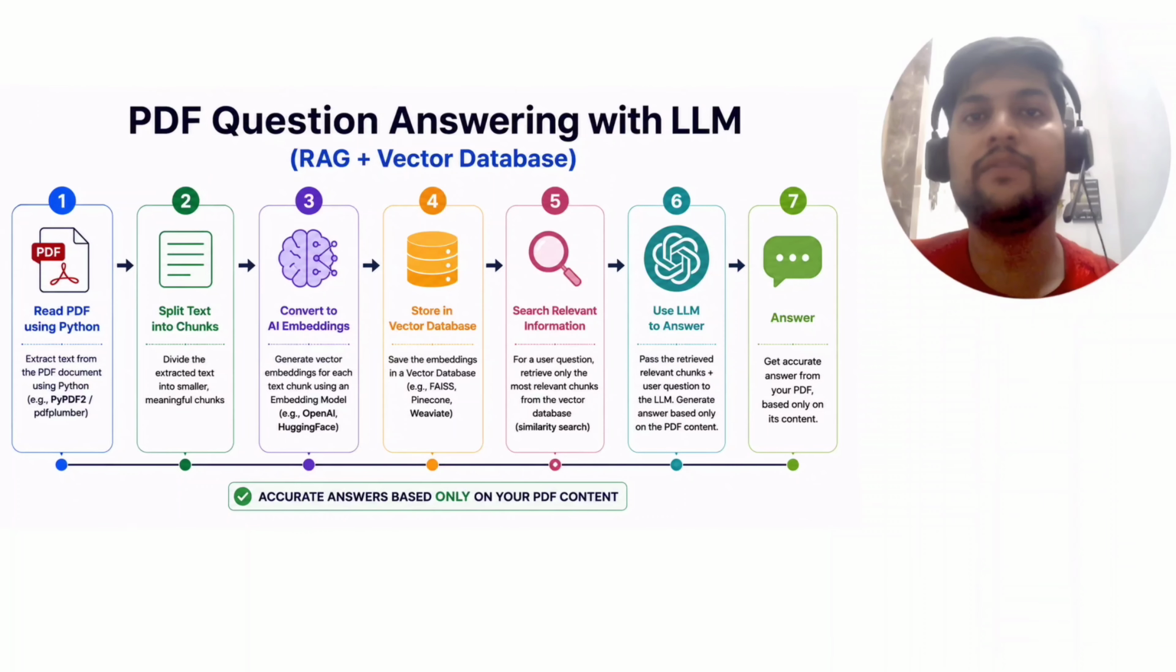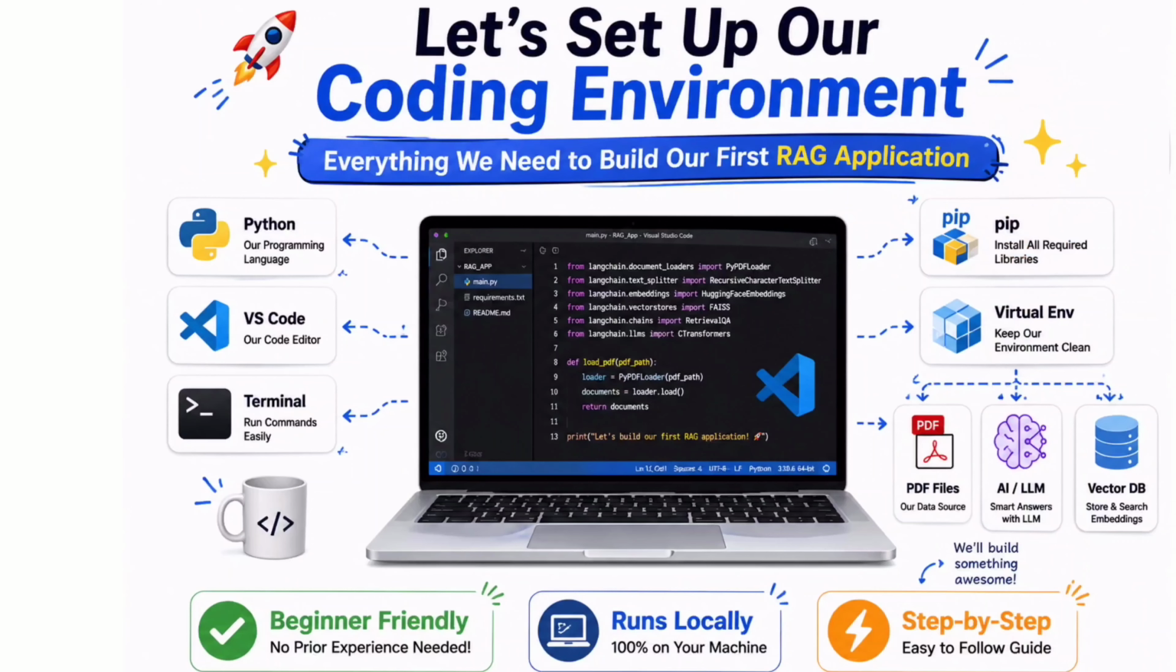So before we import all the required libraries and write the code, let's first set up our system. We'll create a project folder and then we'll install all the required libraries. And once setup is ready, we will write the code and we will try to understand each and every line of code. Even if you are a beginner, you will be able to understand it very easily. So just stay with me.